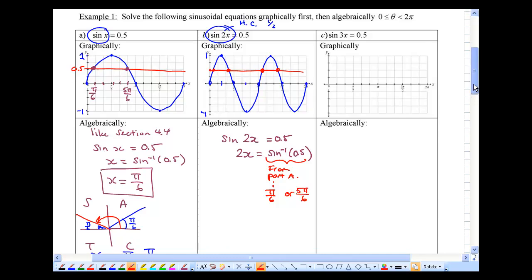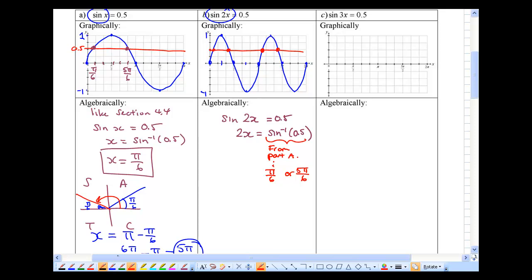So ultimately, what I'm going to ask you to solve now is I want you to make 2x, the stuff on the left, equal to pi over 6, or 2x equals 5 pi over 6. Because ultimately I'm asking you to solve for 2x, not x in this case. So that sine minus 1 of 0.5, what we did from part A, gave us these 2 answers. So 2x equals either pi over 6 or 5 pi over 6.